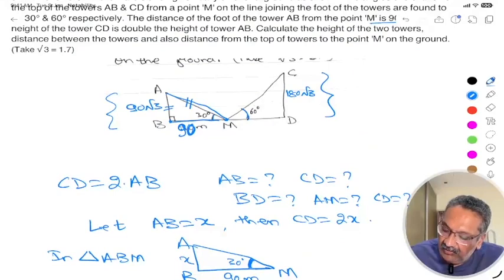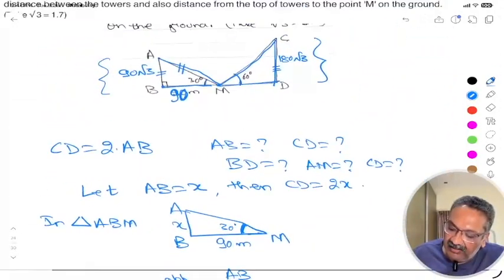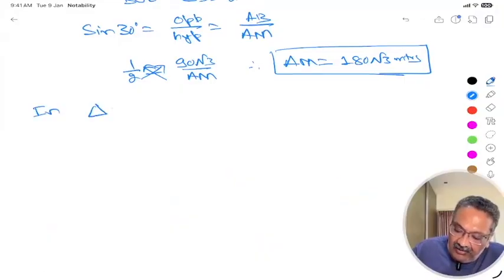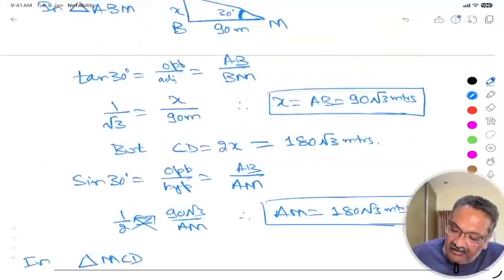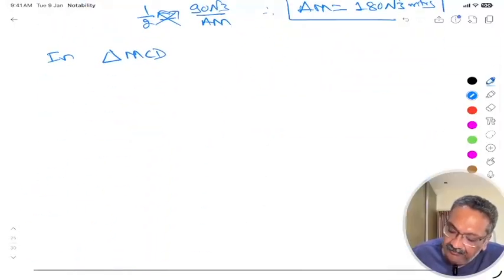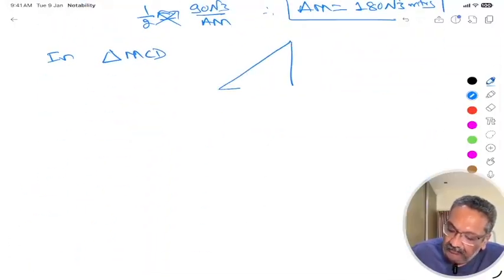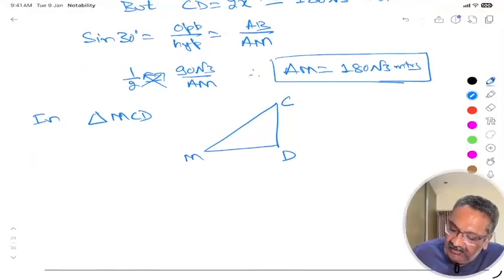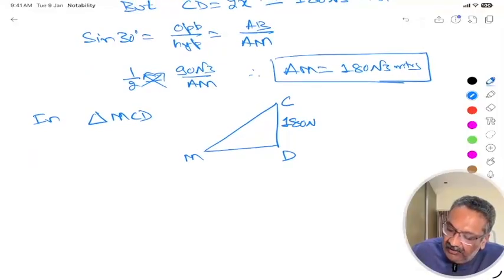Okay. Now CD is also known because it is twice of AB. Now let us take this triangle and find out the remaining. Now let us take triangle MCD. In triangle MCD I have, see this is MCD. How much is CD? 180 root 3. This is 180 root 3 and this is 60 degree.